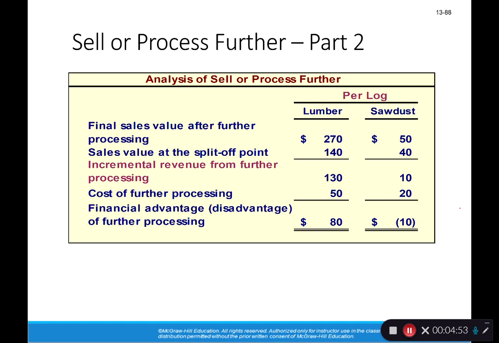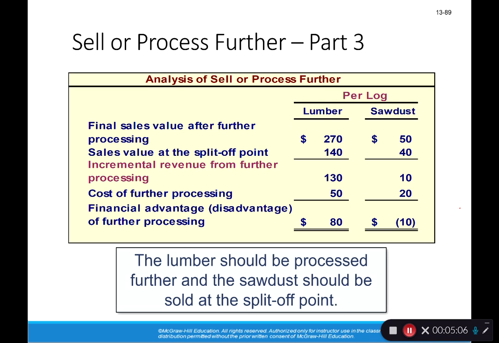So what does that mean? It means to make the right decision, we will process the lumber further, but we will sell the sawdust as is, because we would lose money by processing it further. So the lumber should be processed further and the sawdust should be sold as is at the split-off point.